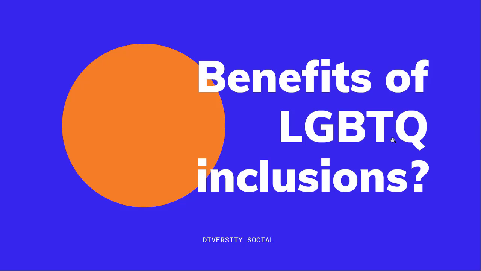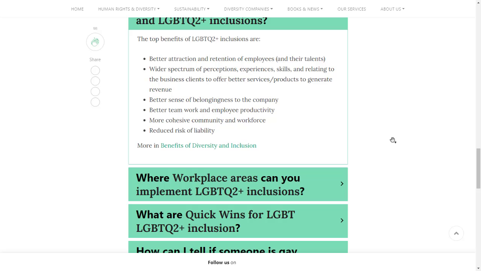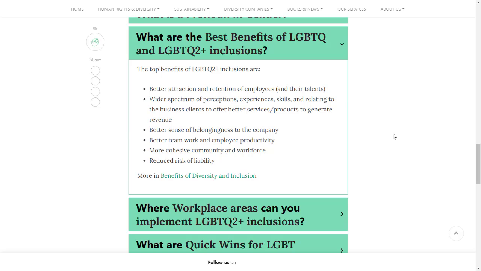What are the benefits of LGBTQ inclusion? There are many benefits of LGBT inclusion, and here are 6 of them. First, being inclusive to the LGBTQ community can help you to retain employees and different talents. You are not going to drive away talents because of their sexual orientation or their gender.